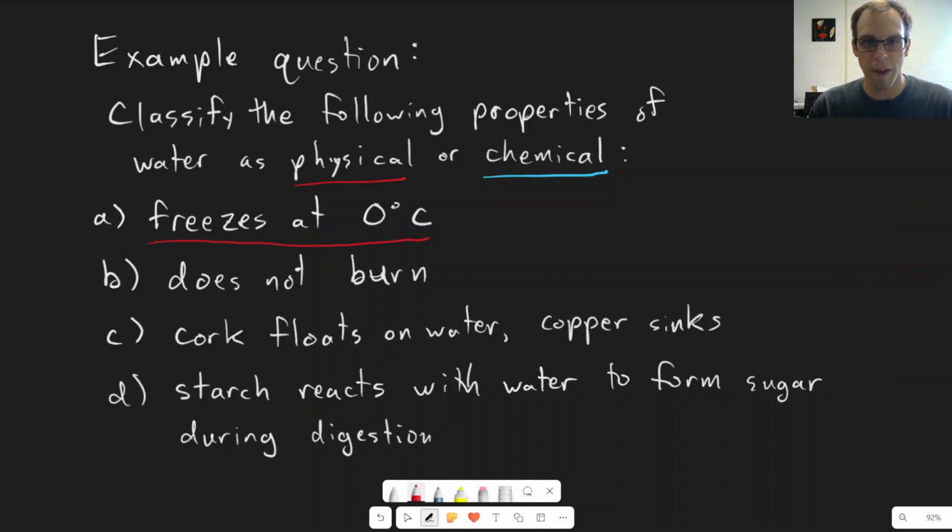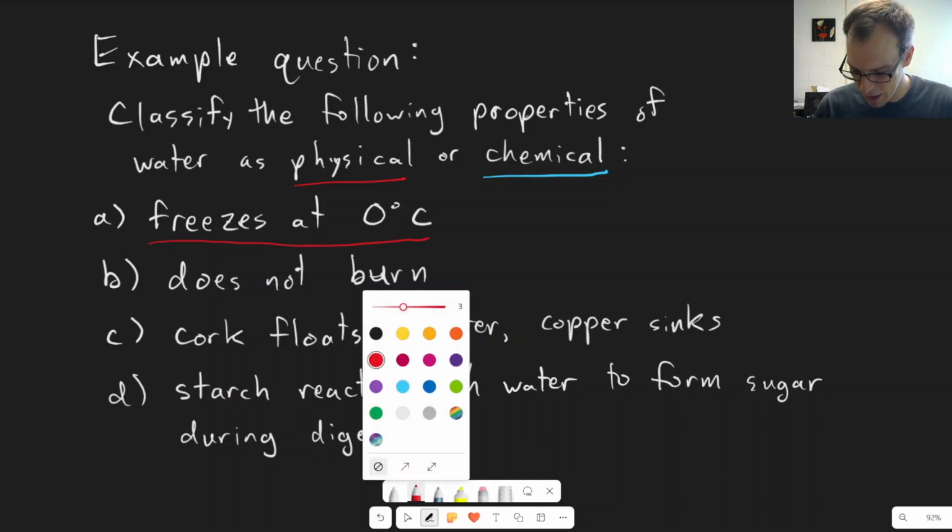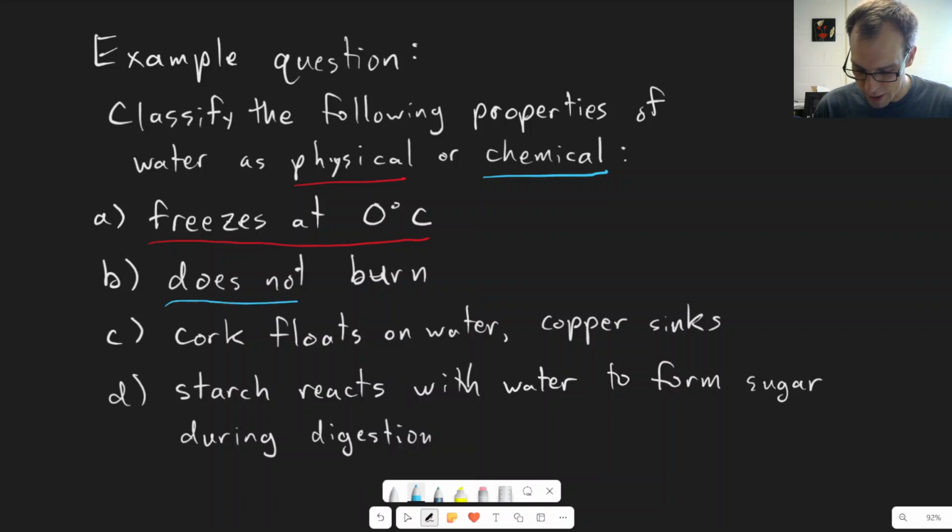Okay, now the fact that water does not burn. For something to burn means there's a chemical reaction happening, and it turns into something else. So that is an example, and when we see the word react or burn or something like that, that's a good clue that we're probably thinking about a chemical property. And so B is an example of a chemical property, that water does not burn.